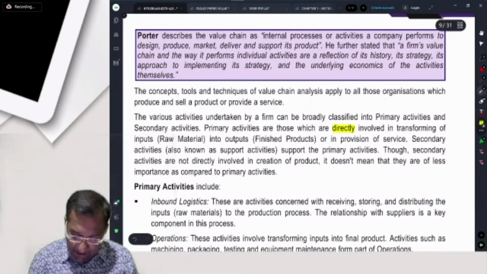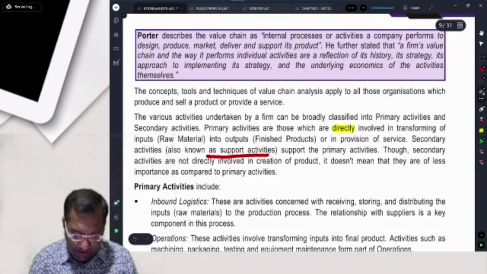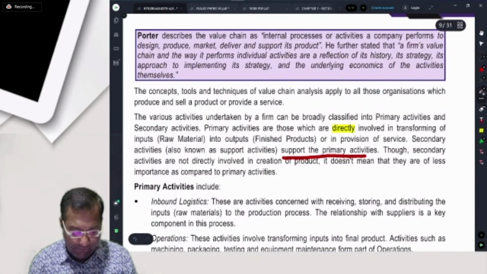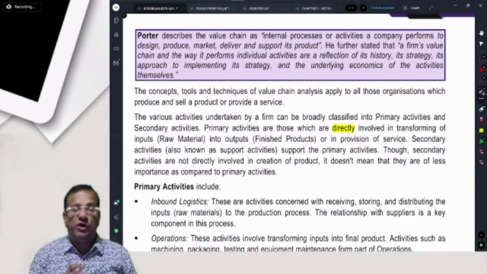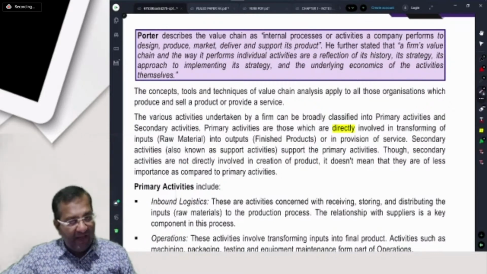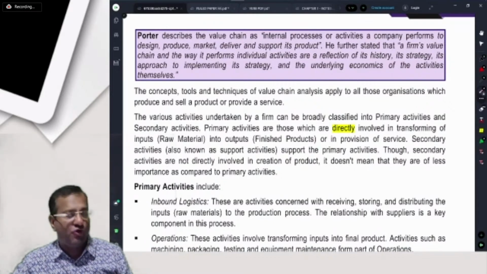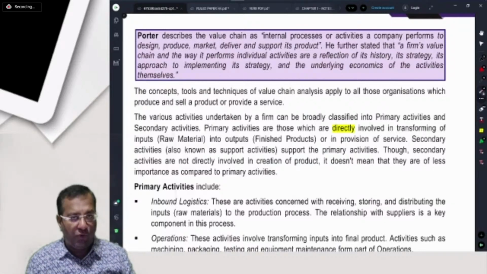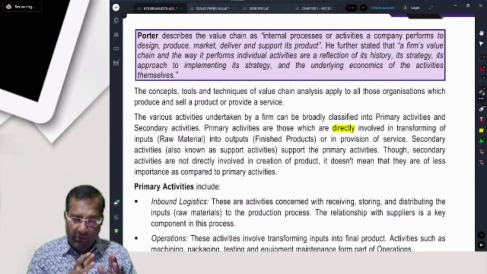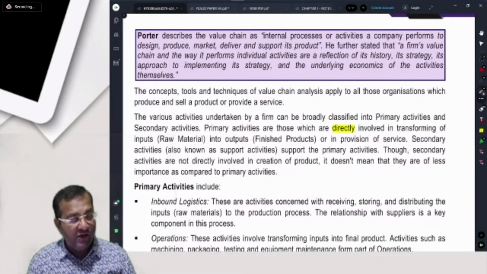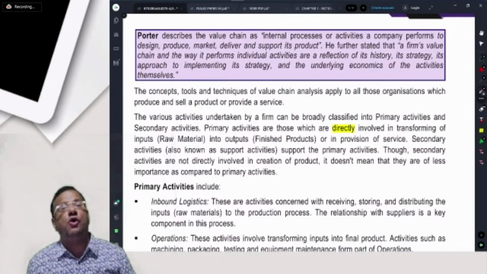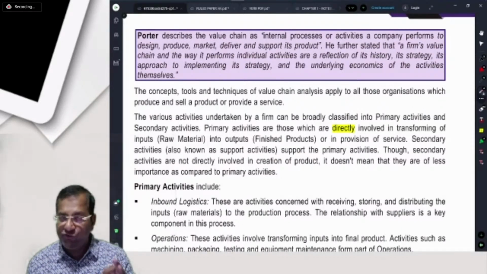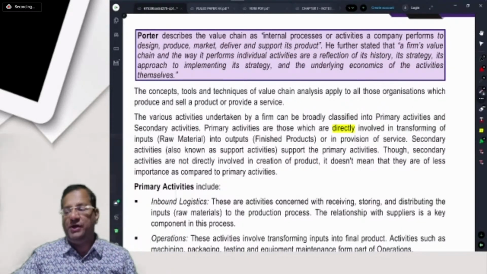While secondary activities, also known as support activities, support the primary activities. Although the name is secondary activity, but they are equally important for an organization. So based on importance, the bifurcation is not done like primary and support. It's based on whether they are directly involved in converting input into output. If the answer is yes, they are primary activity. If they are just supporting the primary activities, then they are called as secondary activity, also known as support activities. Clear, beta? Please write down this point.